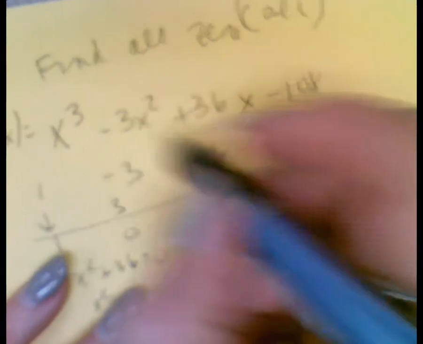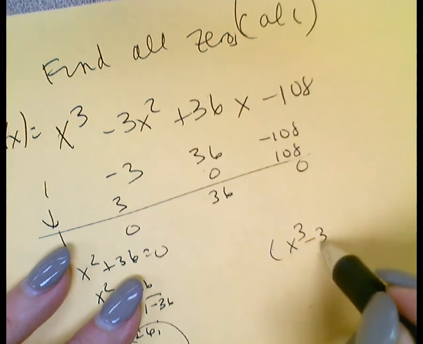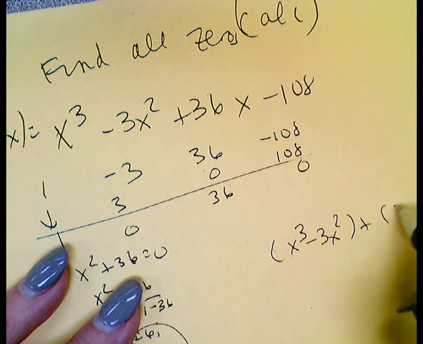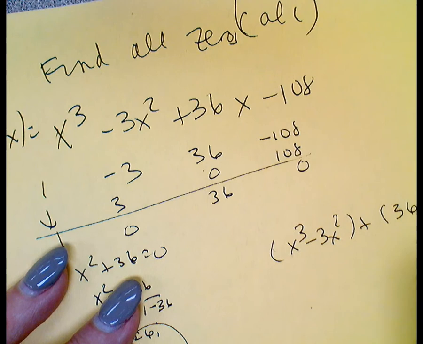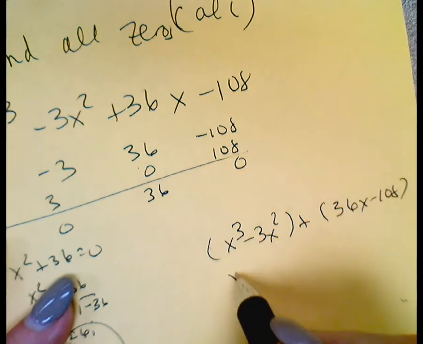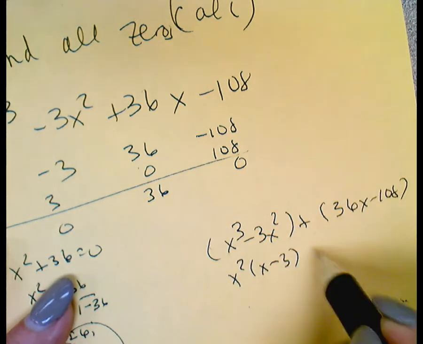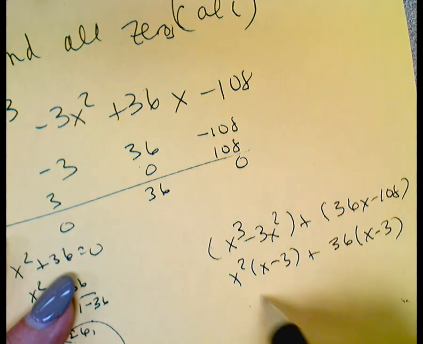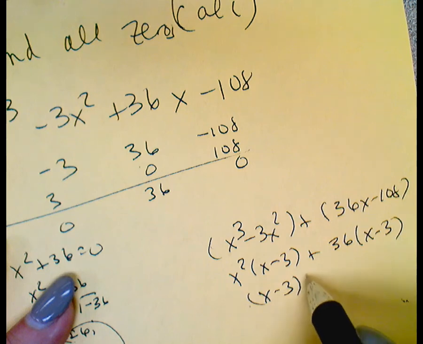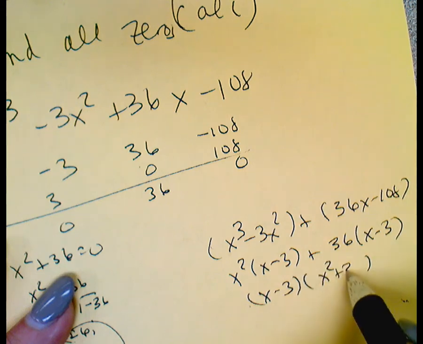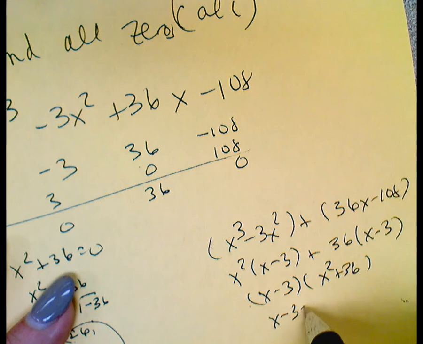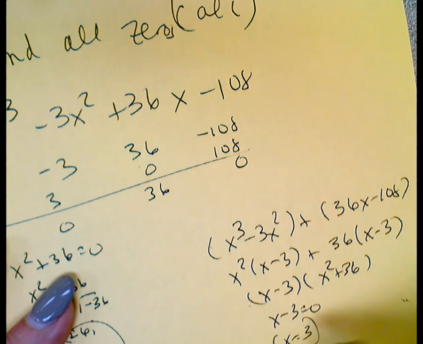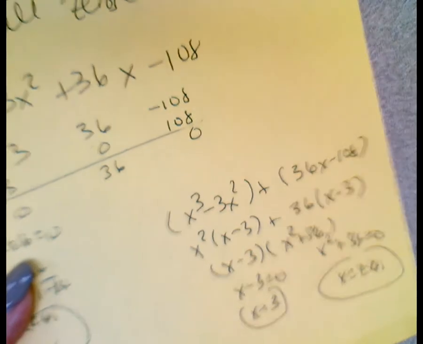Or you could have factored this. You could have taken the first two terms plus the second two terms, like this. Take an x squared out. Take a 36 out. Bring the x minus 3 binomial GCF out front. Set this one equal to 0. You get x equals 3. Set this one equal to 0. x is plus or minus 6i. So you could have done it with factoring as well.